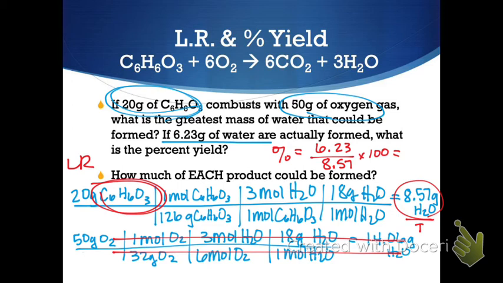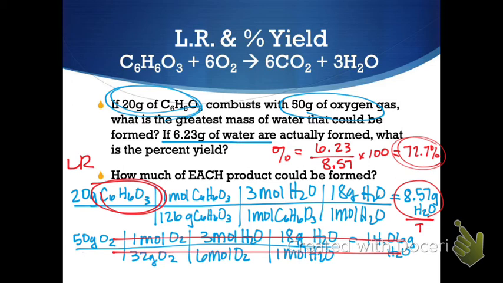Okay, 6.23, 8.57, 72.7%. Not a big concern where you round that percentage. I usually like to have one decimal unless it's really, really close to a whole number. Okay?